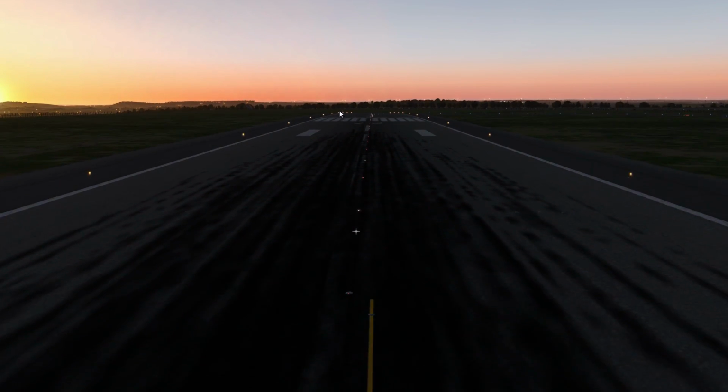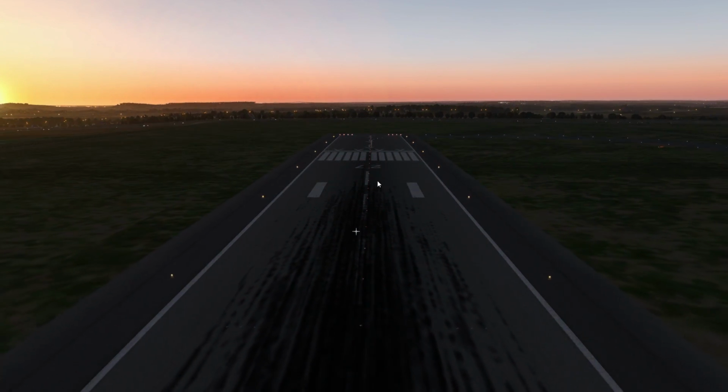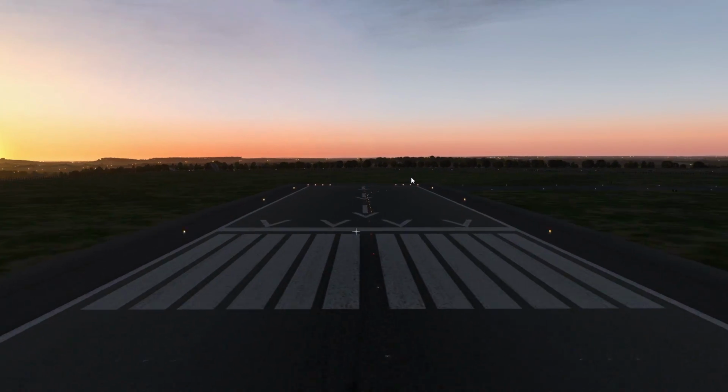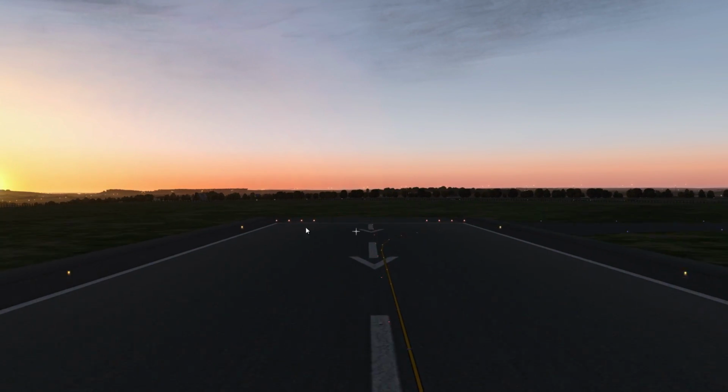And then you'll see at the end, you've got red lights at the end of the runway. Those 4 red lights on either side mark the end of the runway. So there you go, you're now at the end of the runway.